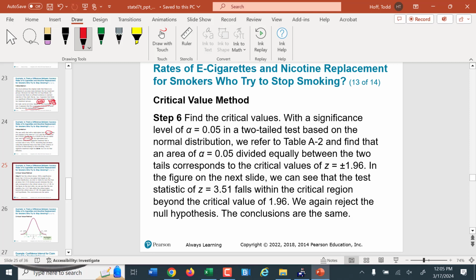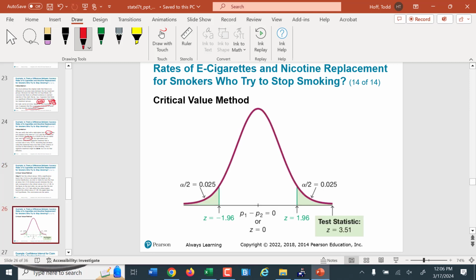So the critical value method, as we said, the 3.51 is greater than the 1.96. So we can reject the null hypothesis because we are out in that critical region or that rejection region of our curve.